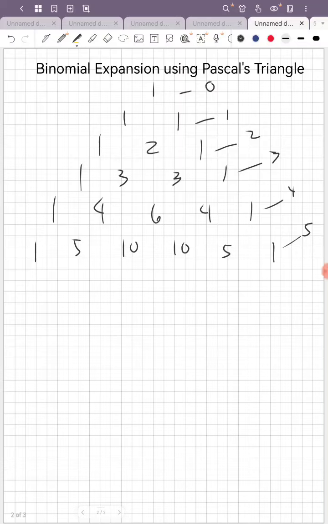Okay, what if the question is (2x + 3y) raised to the power of 3? So what we need to do is to have this one, for example, 1, 3, 3, 1. Then we have, let's assume that we're going to use (a + b).